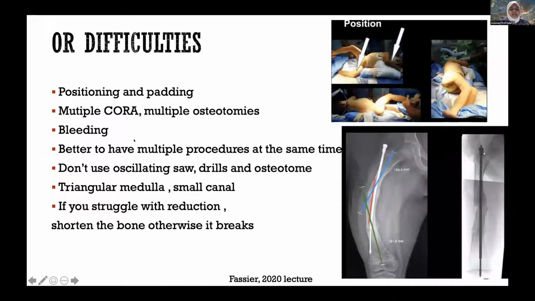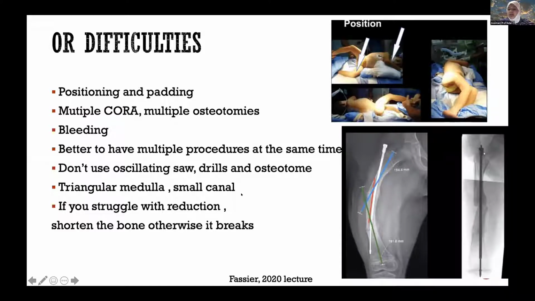They tend to bleed, as I said. It's better to have multiple procedures in the same surgery. So if we can do both femurs at the same time, if time allows both tibias, if the patient did not bleed that much, then do them at the same time. Avoid using an oscillating saw because it tends to be too hot and too fast for the bone that is already fragile. So try to use drilling and an osteotome, it would be better.